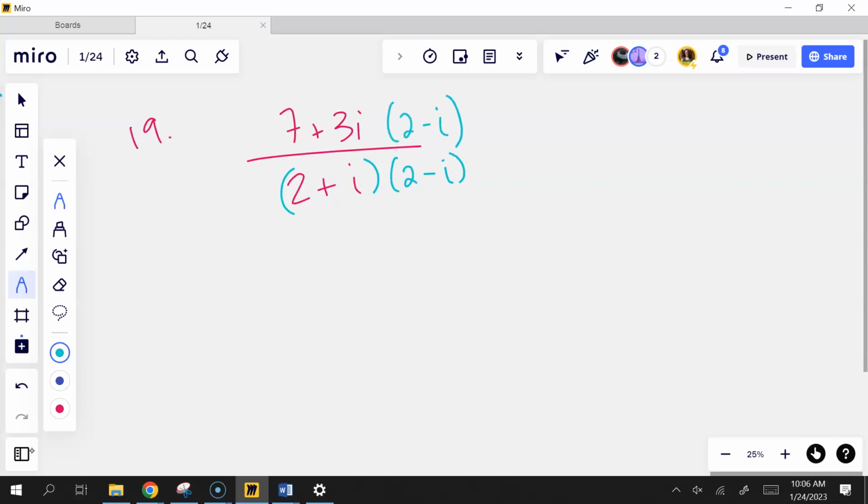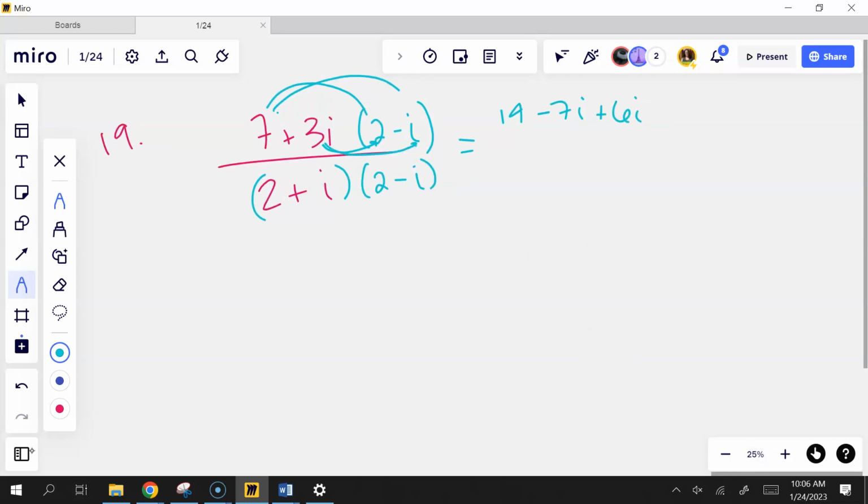When you are adding or subtracting with a number, you have to multiply by the conjugate. You got to change that sign in the middle and multiply. All right, so I'm in a FOIL situation, top and bottom here. 14 minus 7i plus 6i minus 3i squared.